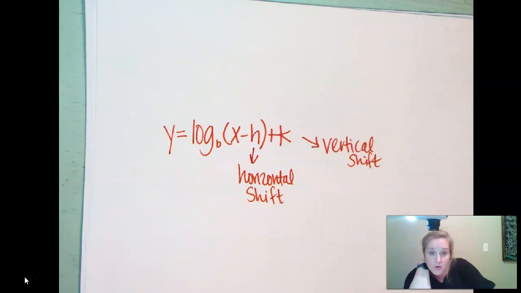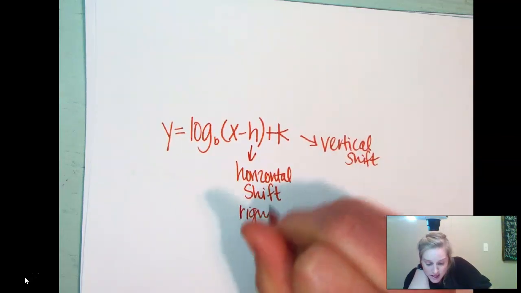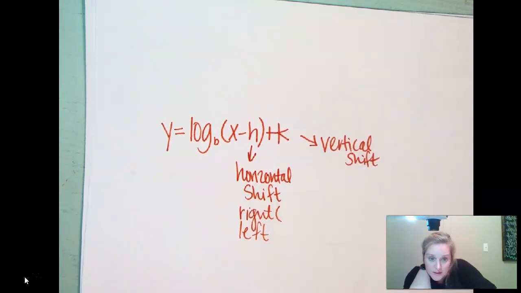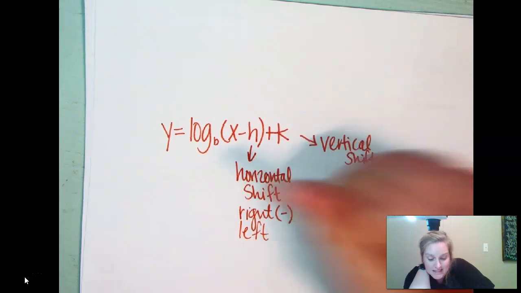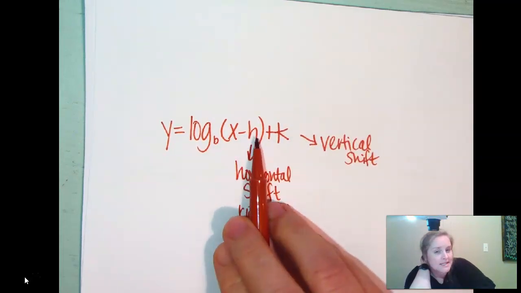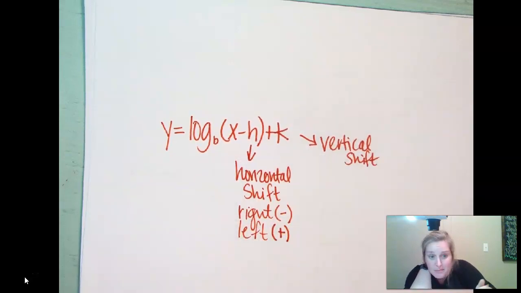Okay, so the horizontal shift deals with right and left. You'll know it's moving to the right if you see a minus because your equation has minus h, so that would be a positive number. And then if it changes to plus, that would be minus a negative, so it would actually be a plus sign, so that would be left.